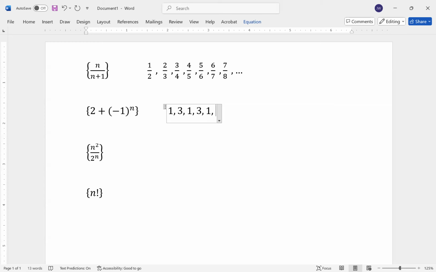Every time I plug in an even number, -1 to an even power is a positive 1, so I end up with 2 plus 1. Therefore, my sequence just goes back and forth between a positive 1 and a positive 3. So 1, 3, 1, 3, 1, 3, 1, 3. I guess that's 8 terms, but we see the pattern.